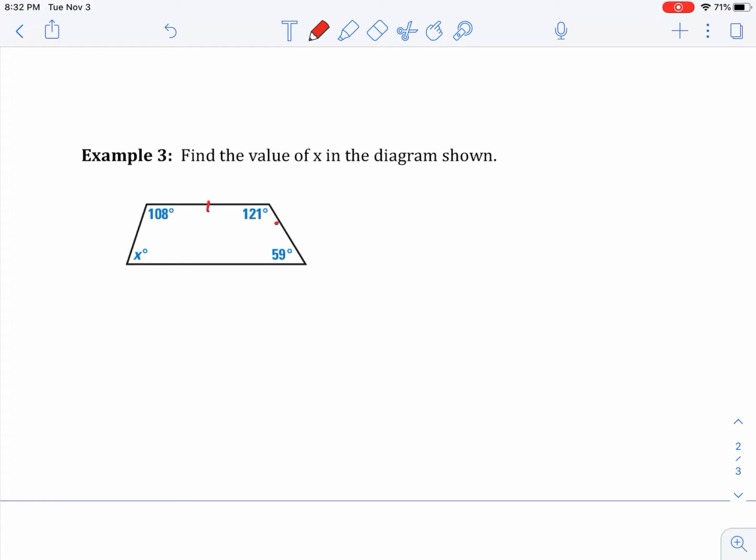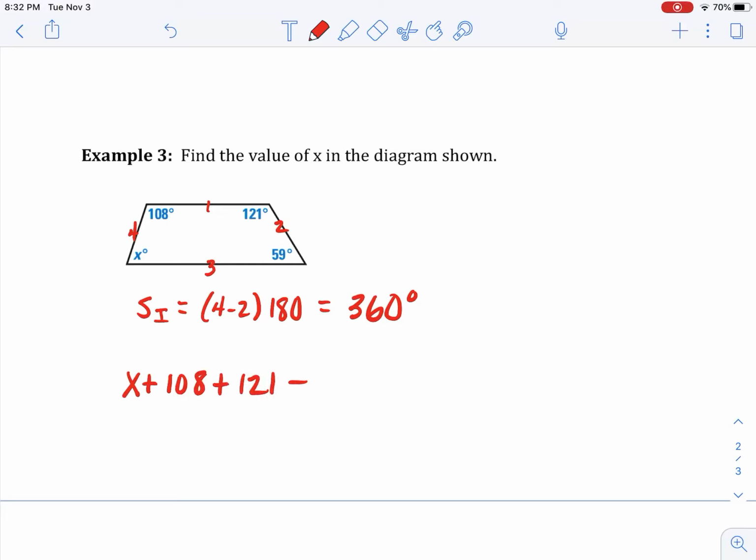This is a 4-sided figure, 1, 2, 3, 4. So a 4-sided figure is not going to add to 180. It's going to be 4 minus 2 times 180. So it's going to add to 360 degrees. So I'm going to take the inside angles, the x plus the 108 plus the 121 plus the 59. I'm going to add up those 4 angles, and instead of setting it equal to 180 degrees, you're going to set it equal to 360 degrees.